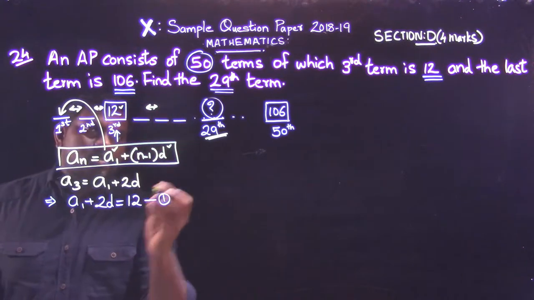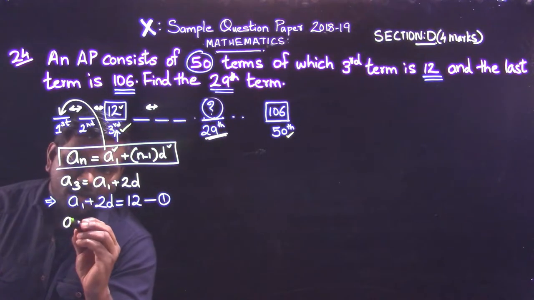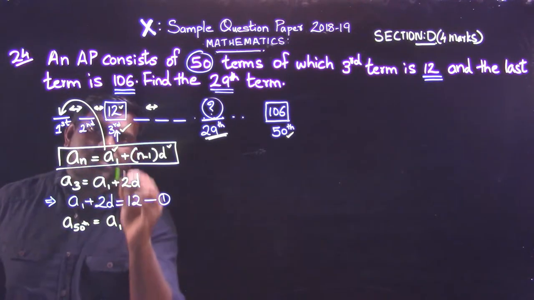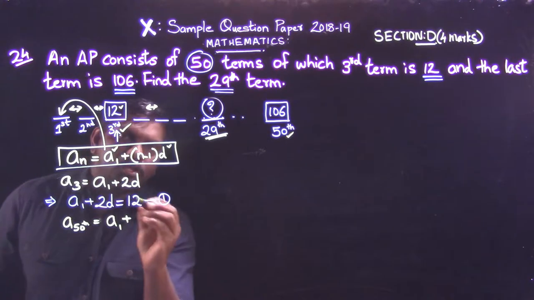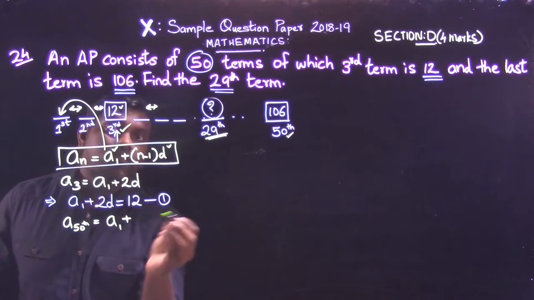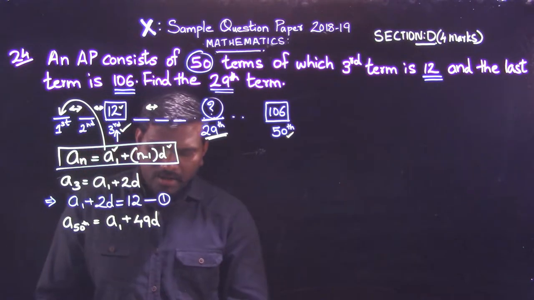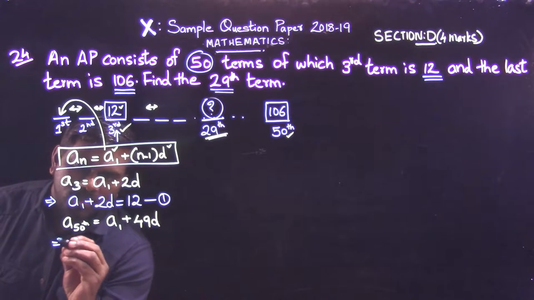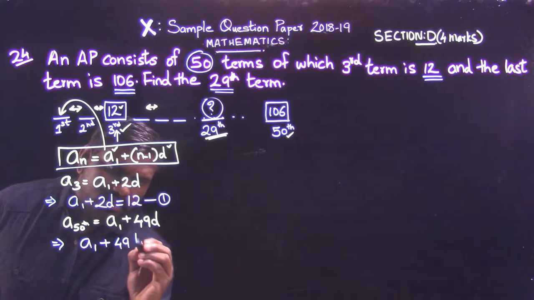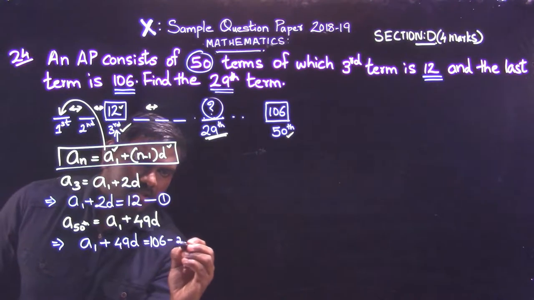Now, the next one. This one is done. Now, about the 50th term, A50 is equal to A1, still the same formula, A1 I don't know, plus 2d. That's not here, it is 2d because it is 3 minus 1. Here the term is the 50th term, so 50 minus 1 is going to be 49d. With that, I will arrive at A1 plus 49d is equal to, its value is already given, which is 106. So 106 is my second equation.